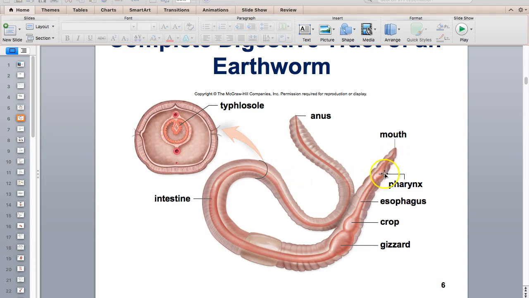You can see, again, two openings, and then you can see that there are specialized parts, okay? You guys have seen this before. Again, you really just should know the difference between incomplete and complete, and you should also be able to give an example of an organism that has an incomplete digestive tract versus a complete one.